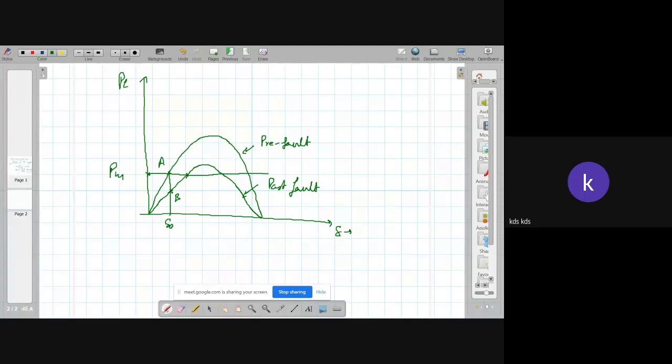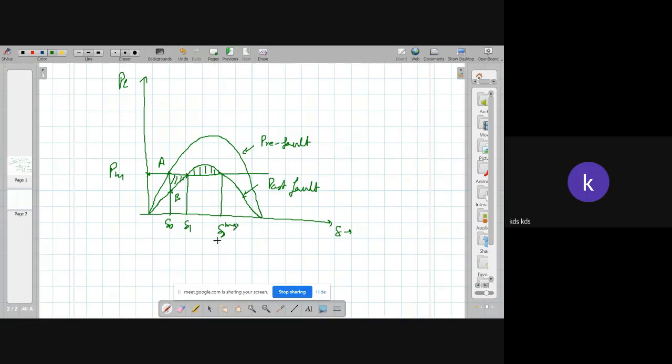So at this point, we are having the value of angle is delta 1. So this becomes my accelerating area, where mechanical power is more, electrical power is less, and this becomes my decelerating area. So this is the delta 2 max.